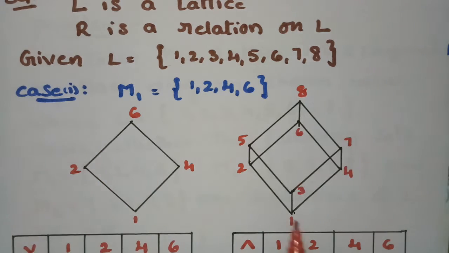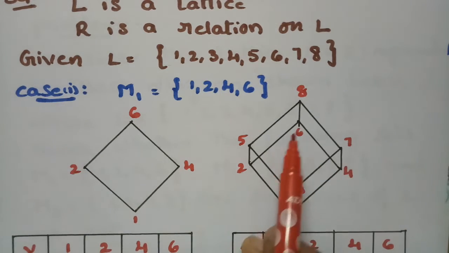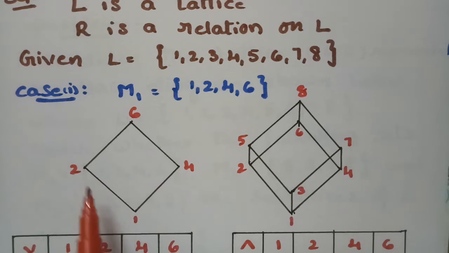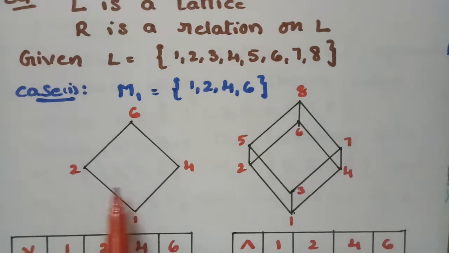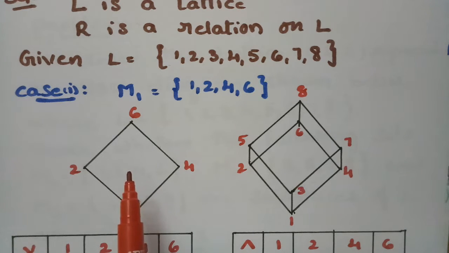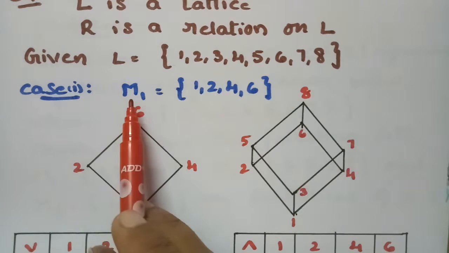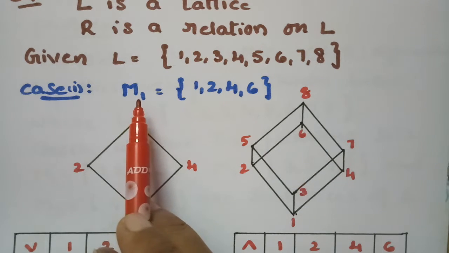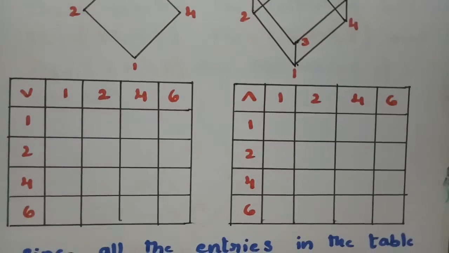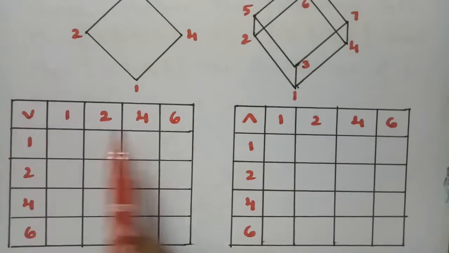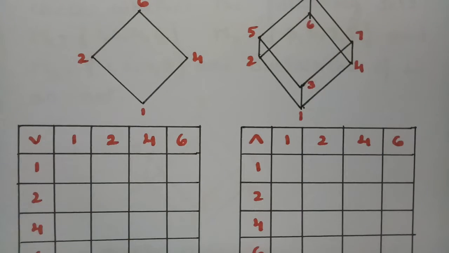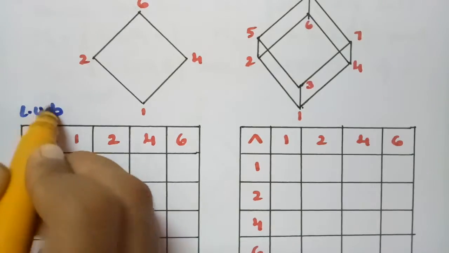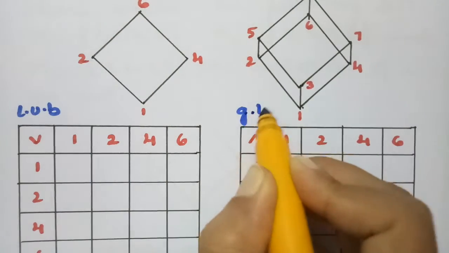And the Hasse diagram will be, here is 1. Here is 2 and again we need 4. So 4 is here and 6 is here. So this is the subset of L. So according to this lattice, we have to show whether it is a sublattice or not. So we have to prove that it is closed under the operations join and meet. See here, according to the table, this is join and this is meet. And now let's move on. Join is nothing but the least upper bound and meet is nothing but the greatest lower bound.